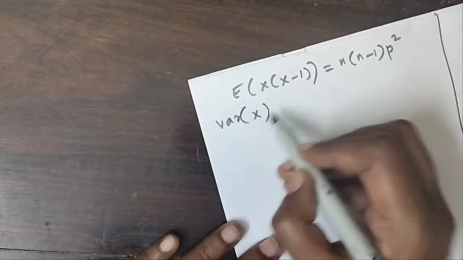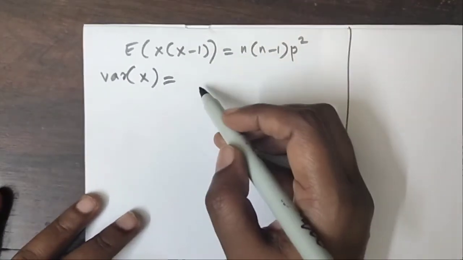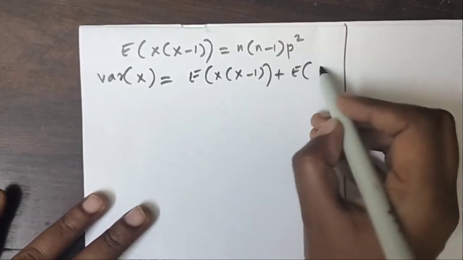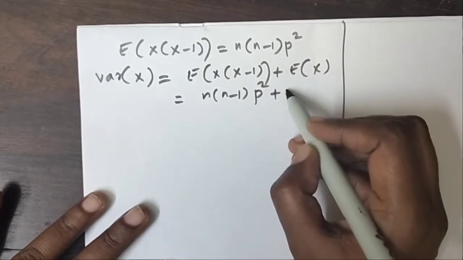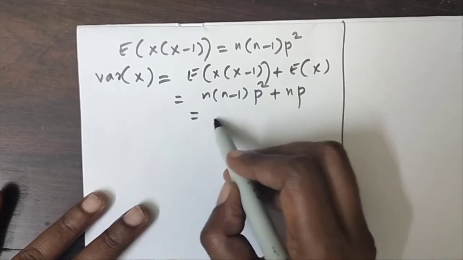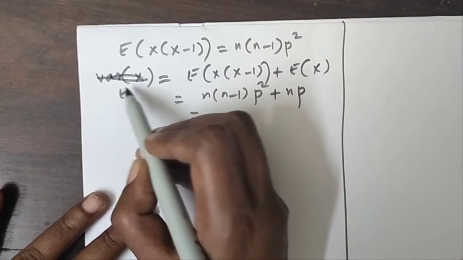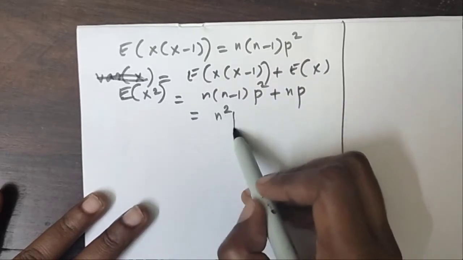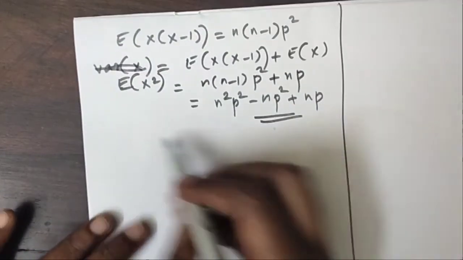Next, what is the variance? Variance of x is E of x into x minus 1 plus E of x. So it is n into n minus 1 into p square plus what is expectation of x? It is np. So opening the bracket. Sorry, this is not variance of x, it is E of x square. So it is n square p square minus n p square plus np. So E of x square is this one.